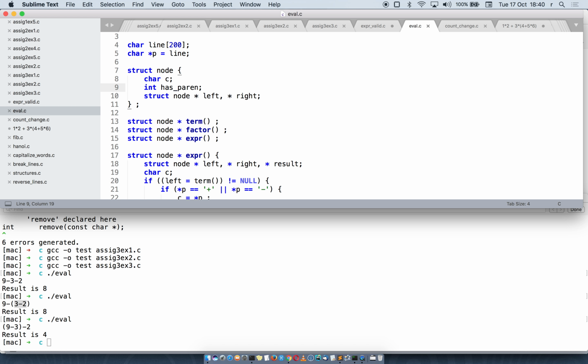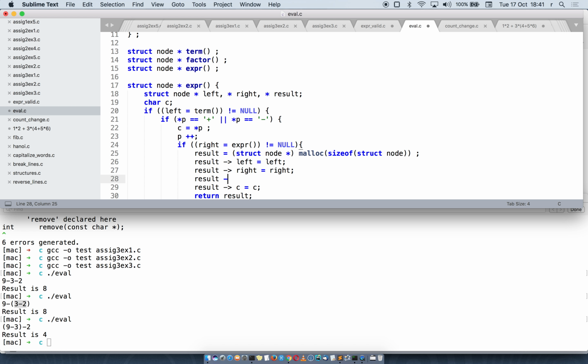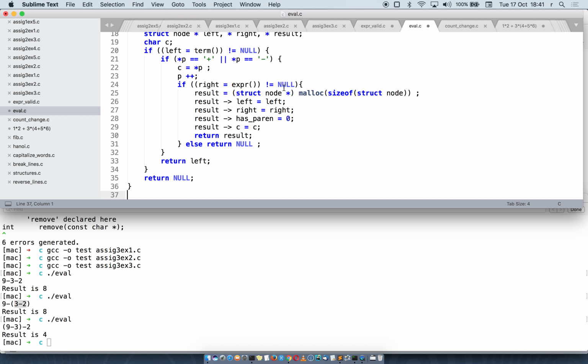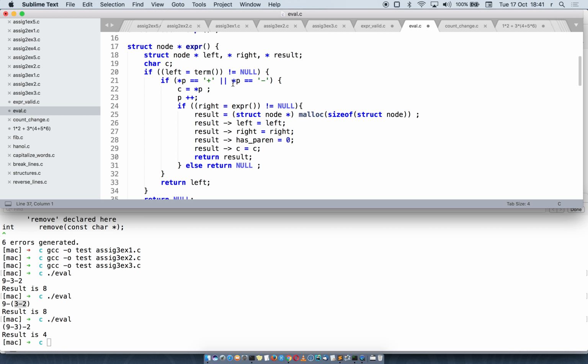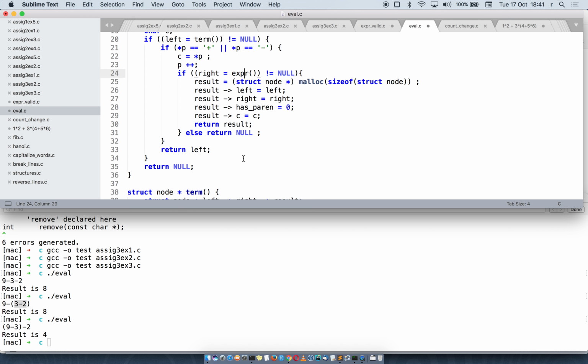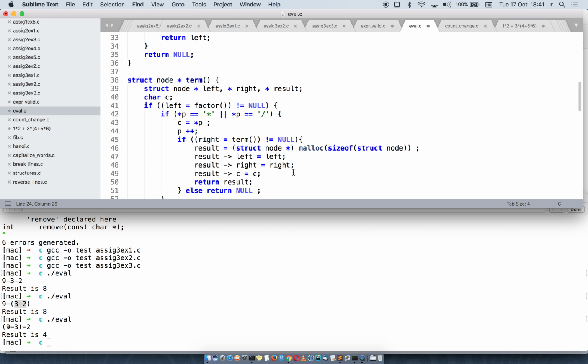Okay? So when we create a node, we will make sure to create it with asParen equals false, right? That is 0. Because you see, at this point, we don't know whether we have brackets or not. All we know is that we have term plus minus expression, right? The term plus minus expression. Whether we have brackets or not, we don't know quite yet. Okay? So let's do just that for the time being.